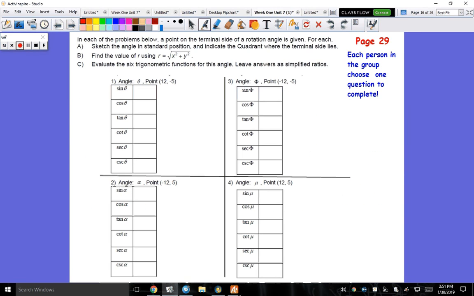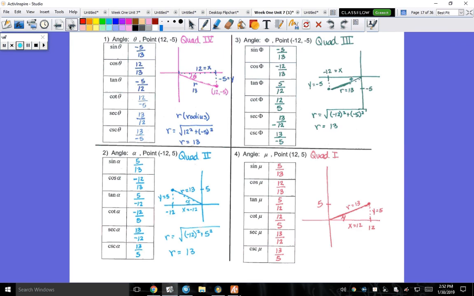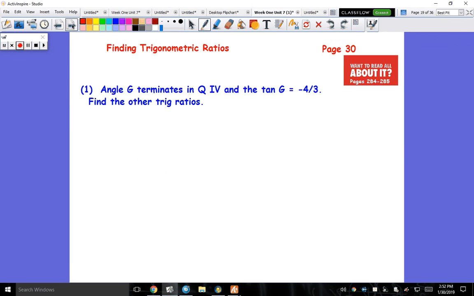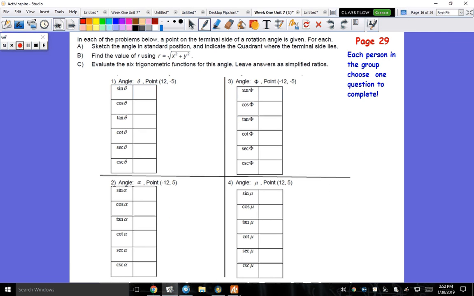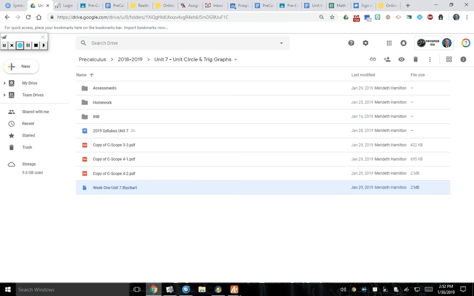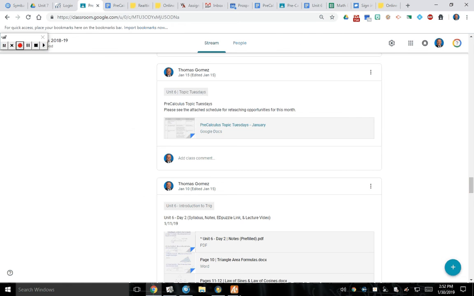Here we go. Let's go to the practice problems. Let's go to right here. It says sketch the angle in standard position and indicate the quadrant where the terminal side lies. Evaluate the 6 trigonometric functions of the angle and leave the answer as simplified ratios. So what we're going to do is look at these angles as far as where do they go, where do they belong, and then we're going to build them here in just a bit. Now, you don't have this. We're going to practice with this here in just a bit, so don't freak out. I don't want you worried about writing this. We're going to practice with it. I want you more concerned on looking at this right here. Let me show you.